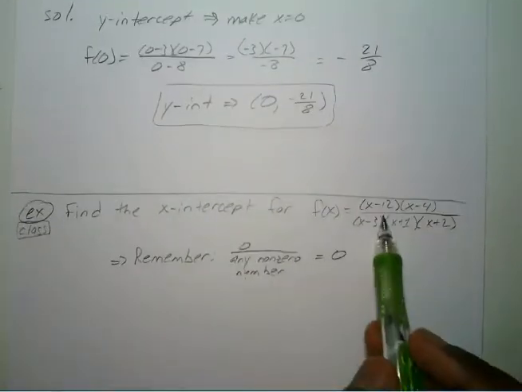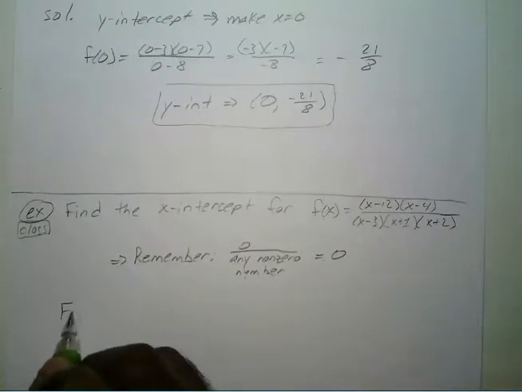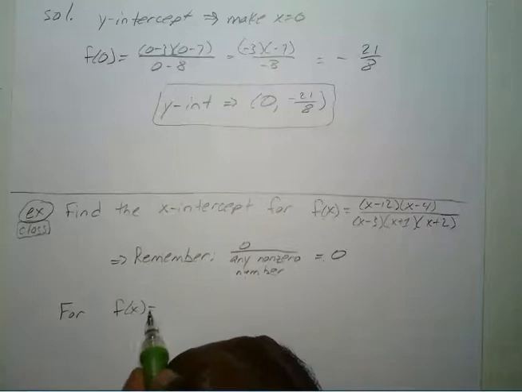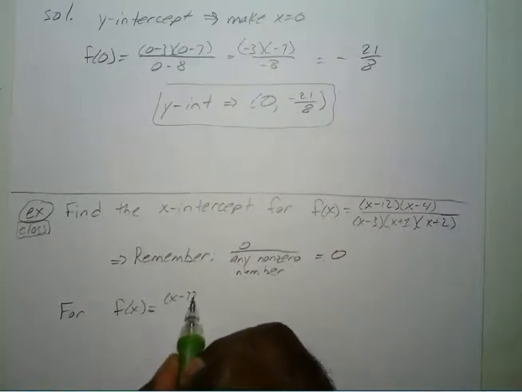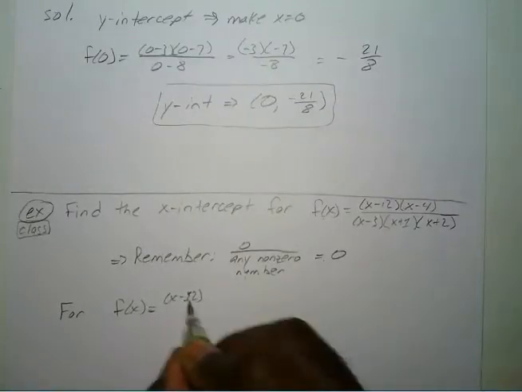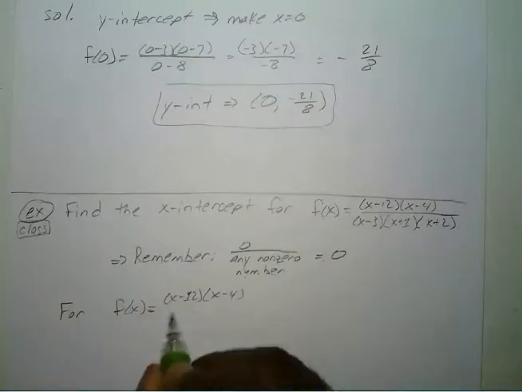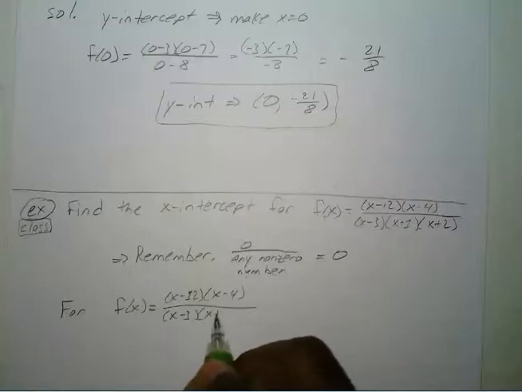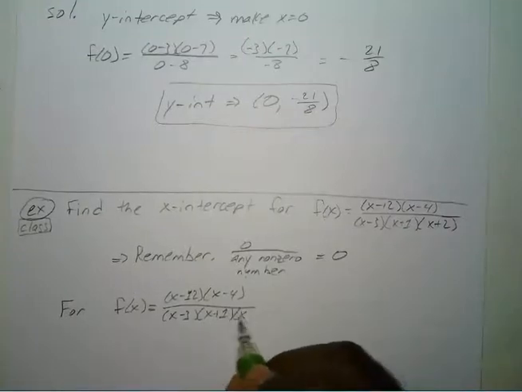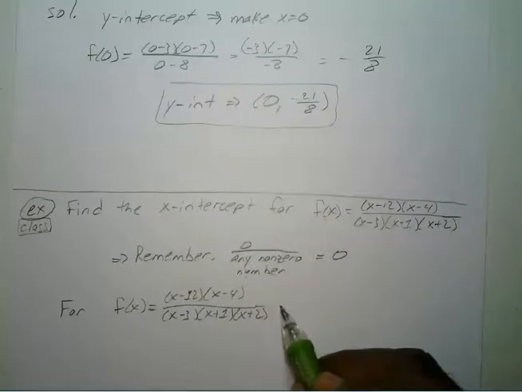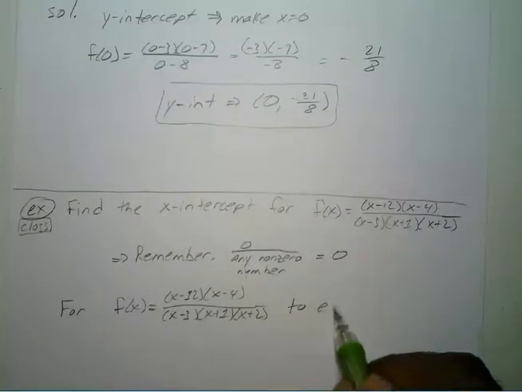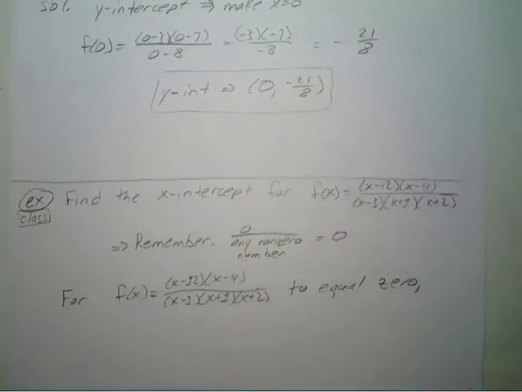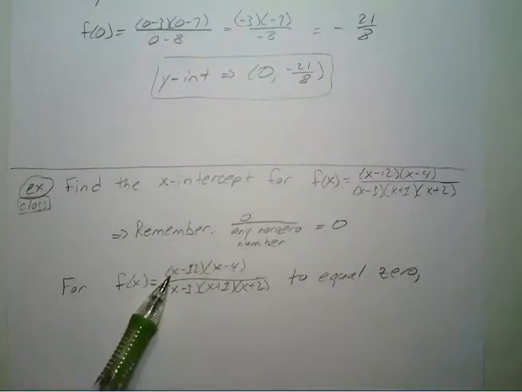So that means for f of x to equal x minus 12 times x minus 4, divided by x minus 3 times x plus 1 times x plus 2, to equal 0, we just have to make the numerator 0.